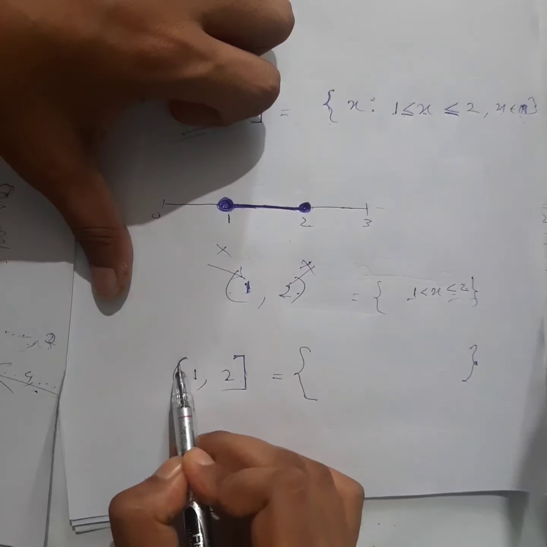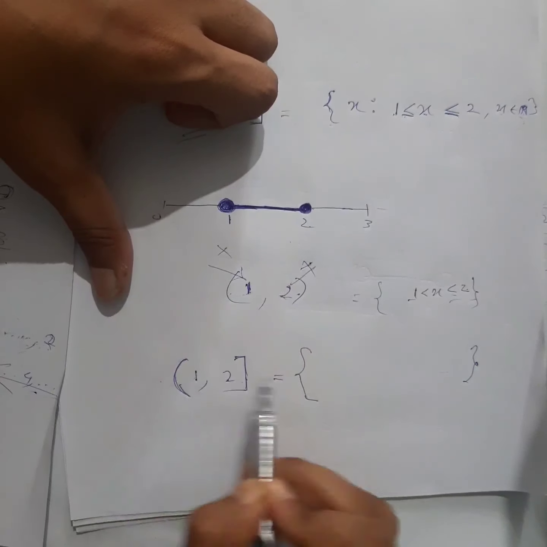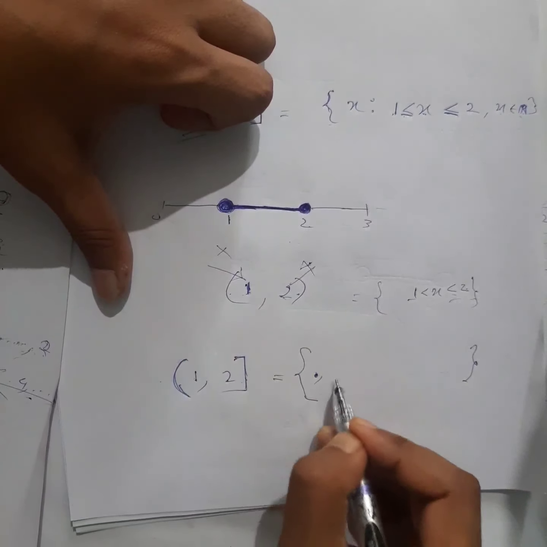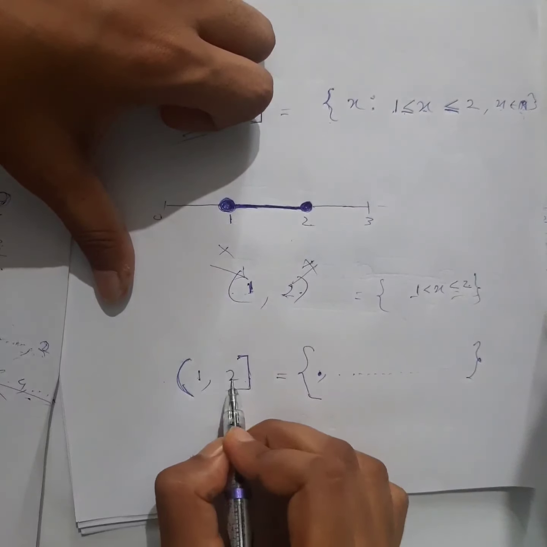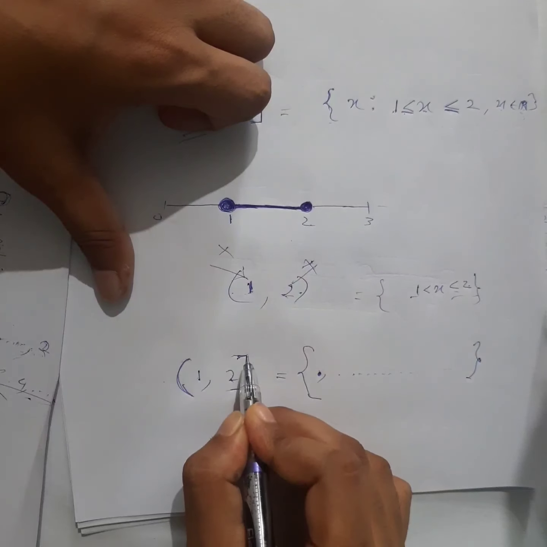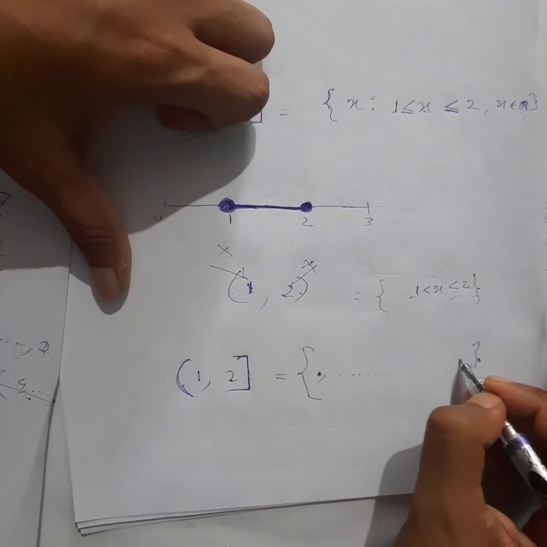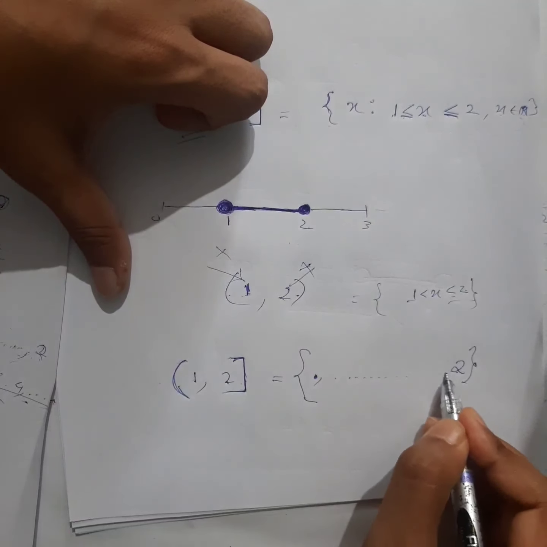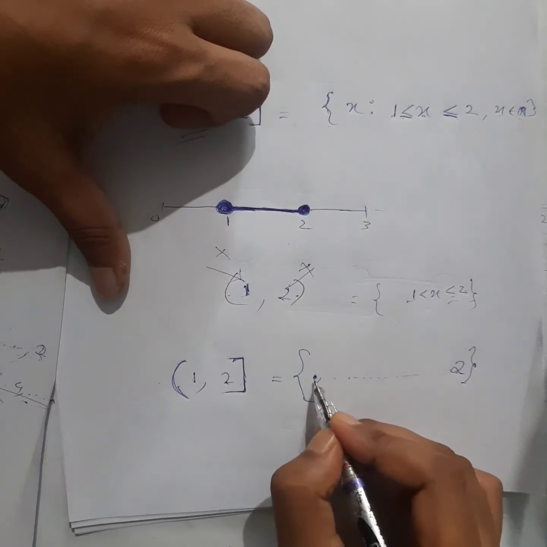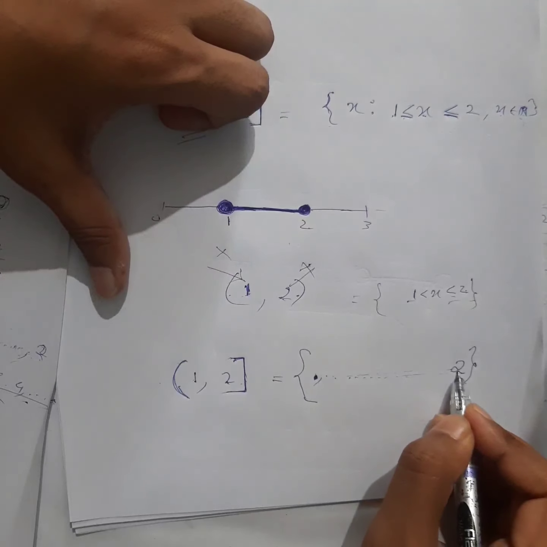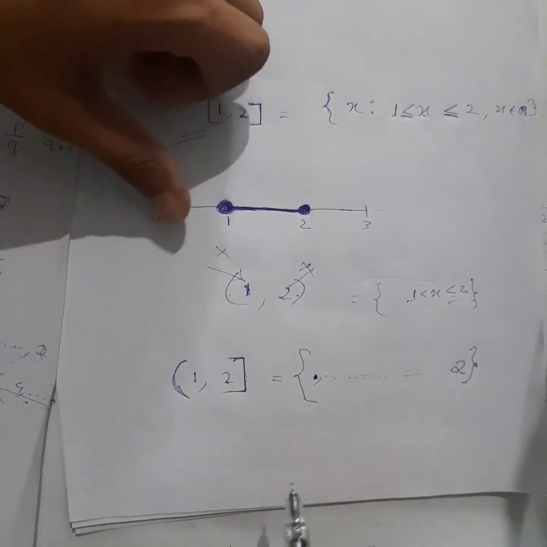Since an open bracket is there, 1 is not included in the set. Right after 1, whatever is there will be the elements here, all of them. And the last element: a closed bracket is there, which means this element is included in the set. So the last element will be 2. Right after 1, whatever number you have will be the first element, then after that all elements till 2 will be there. This is the elements in this set.